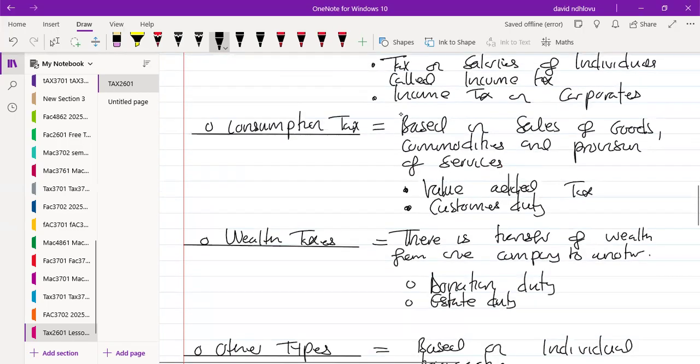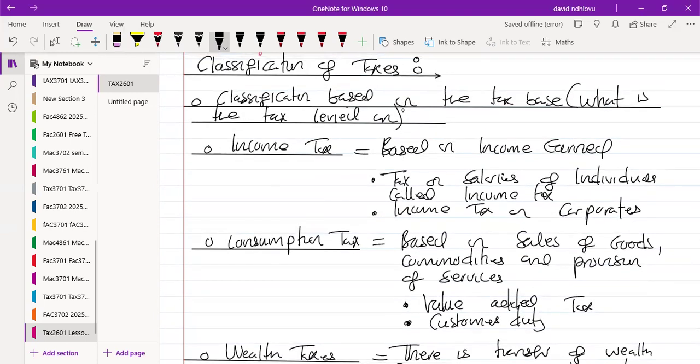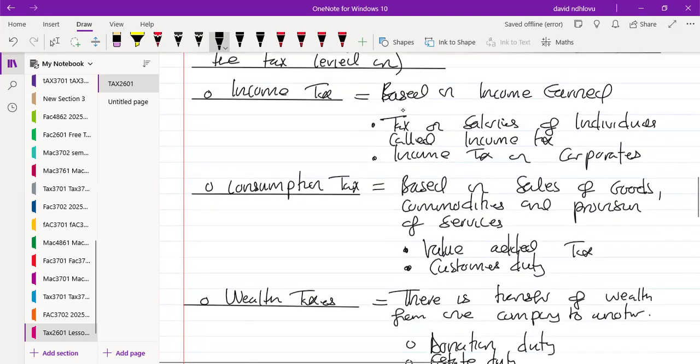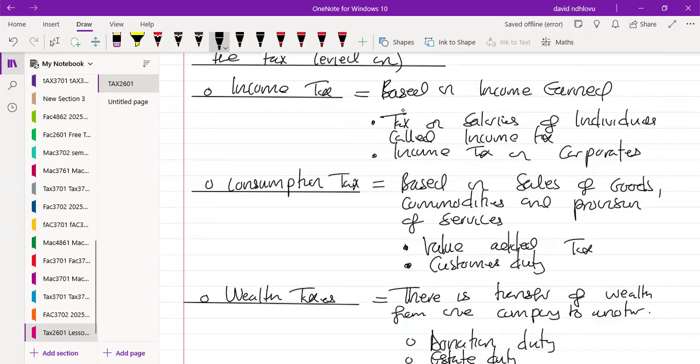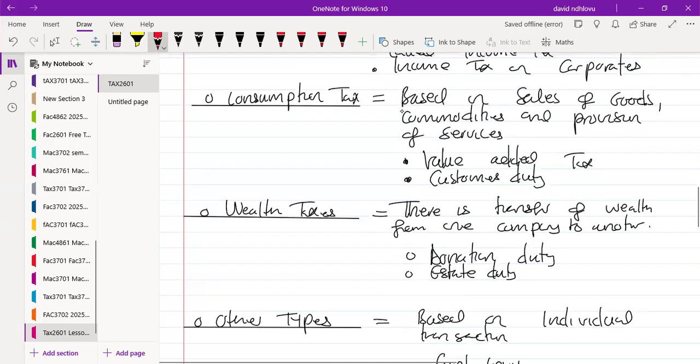Classification of cost: they will give you a list of taxes and ask which one is not based on income tax, which one is not a consumption tax, and they will give you four items and one will be incorrect. So even these ones are very important. You need to be very, very sure of that.